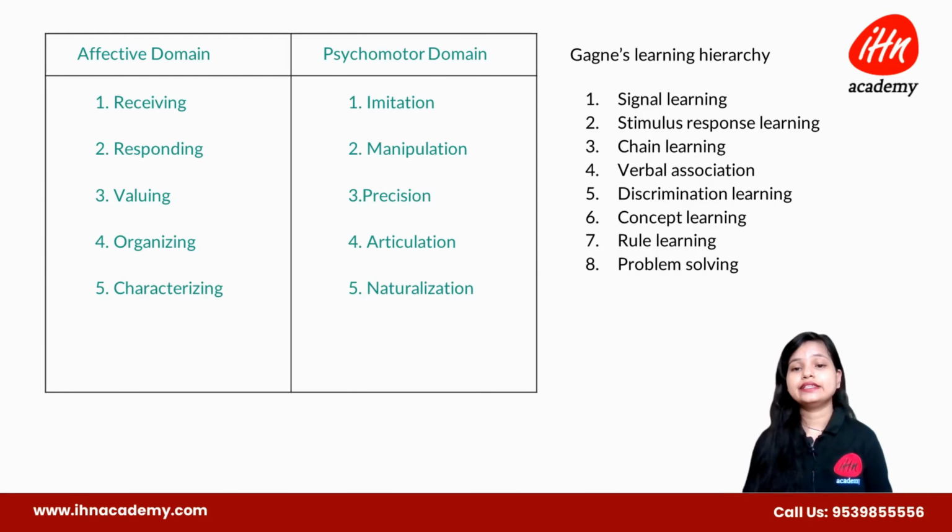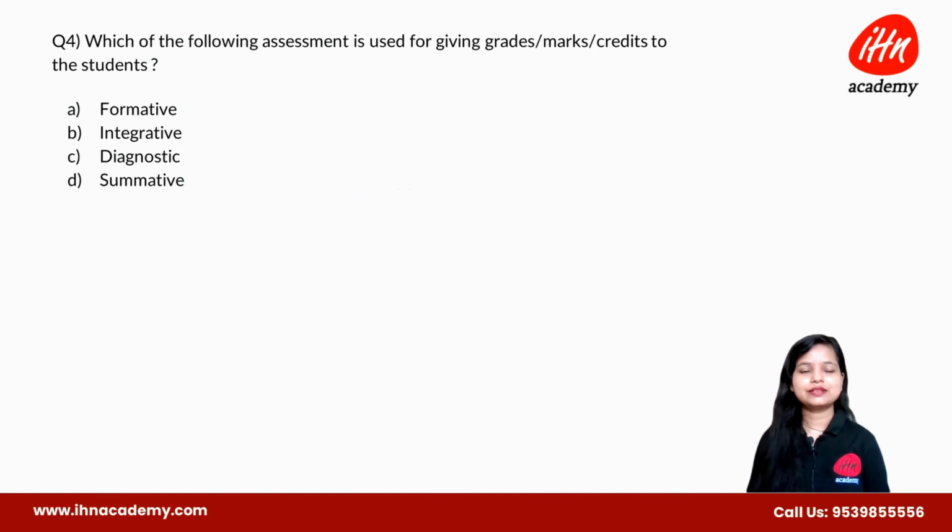Gagne ने एक learning hierarchy दी है जिसमें 8 levels हैं, इसमें से भी question आपके exam में पूछा जाता है. For example, first one is signal learning, then stimulus response, then chain, verbal association, discrimination, concept learning, rule learning, and the last one is problem solving. तो question ऐसे आ सकते हैं कि which step comes after the chain learning, or which step comes just before the discrimination learning. So the answer will be verbal association. So you need to remember it and retain it in the proper sequence for your exam. Clear? Yes. Let's come to the next one.